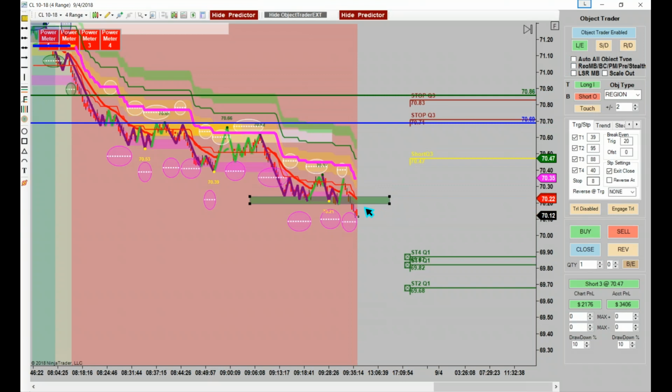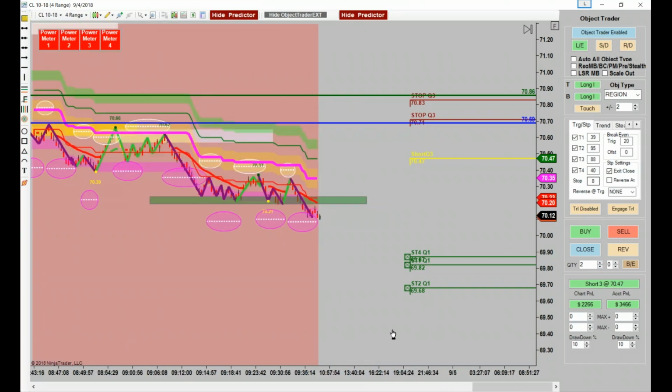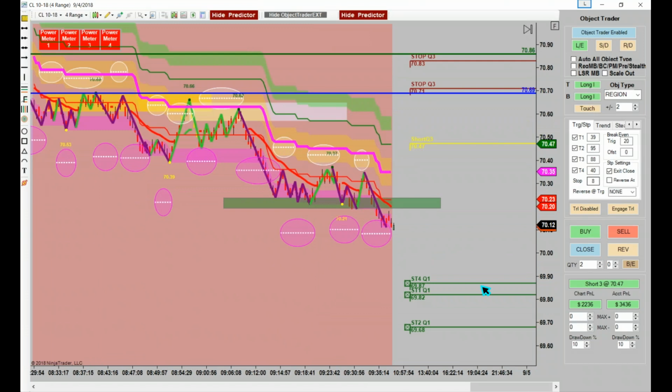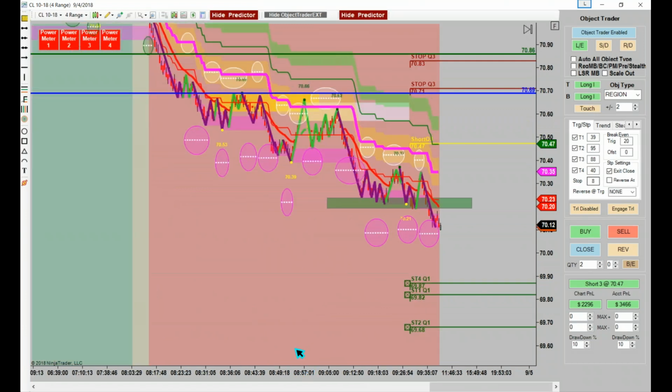something like that. If it goes inside my box, let's just go inside like that. If it goes inside that box, I could take a couple off. If it doesn't go inside the box, I don't have to take anything off. Pretty good way to manipulate your charts and use the actual tools in ObjectTrader to draw on your charts.